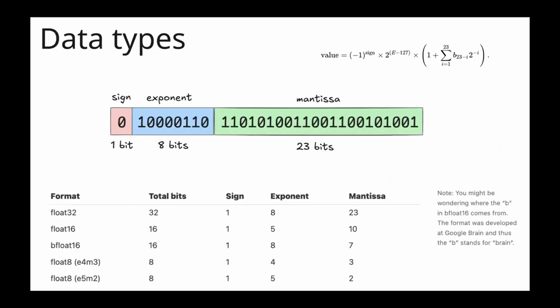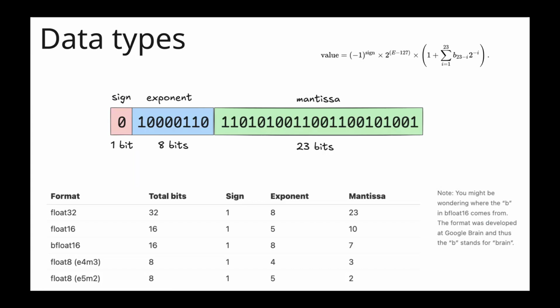But before that, we need to remember what the data types are that are used to train large language models or neural networks in general. As I hope you all know, numbers are represented in a computer in the form of zeros and ones, or in binary notation.